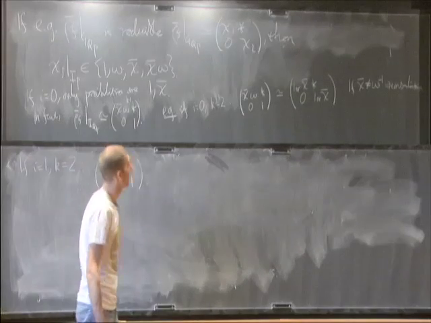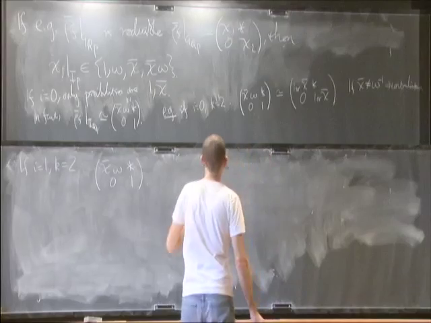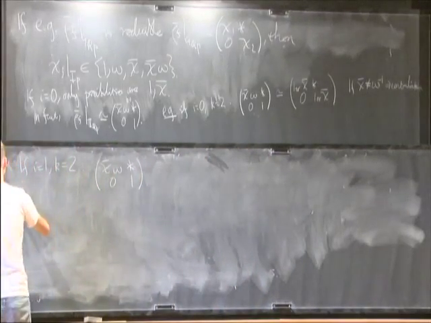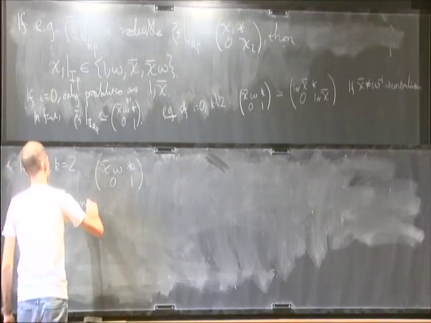But in fact, we didn't really need such an explicit description here. We could have got away with something rather weaker. We could have just looked at the determinant. So in fact, we can already get a contradiction.